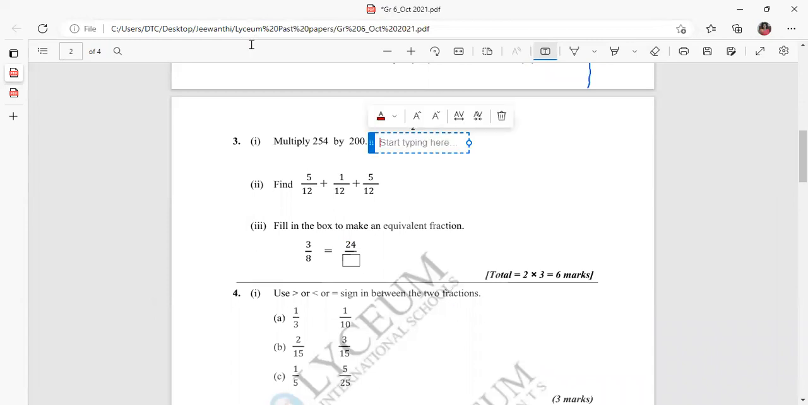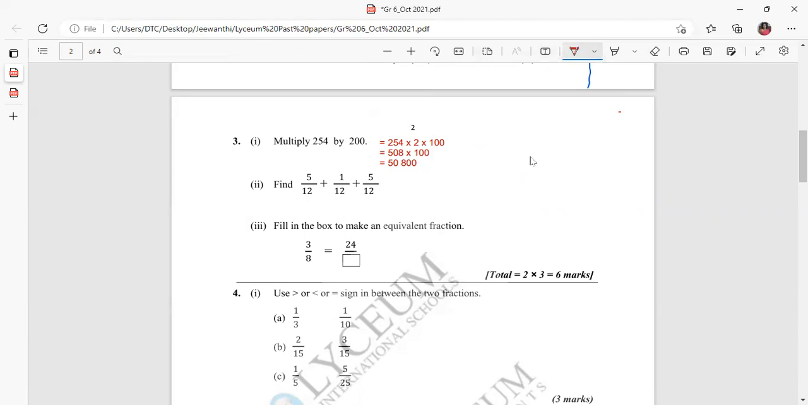What you can do, you write here. So then you put the equation mark 254 multiplied by 2 multiplied by 100, right? Then the next step you write what is the answer when you multiply 254 by 2? 508. So then you have 508 multiplied by 100. So then that is 50,800. Right? So then how you can show this? So then if need, you can show the workings here.